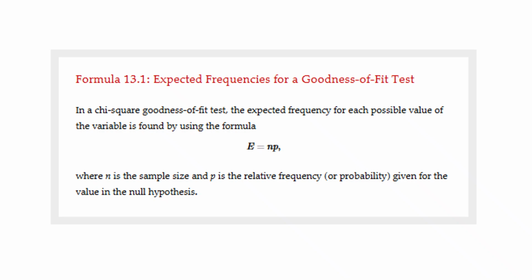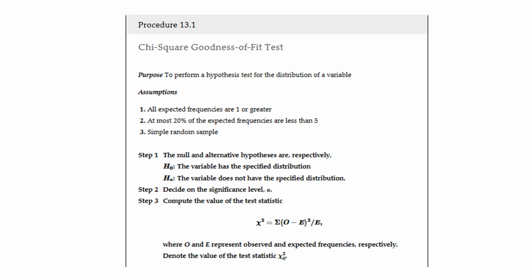So in the chi-square goodness of fit test, the expected frequency for each possible value is found by using this formula, which is n times p. It's very simple, but I find that people will get confused on it. So n is our sample size, and p is the relative frequency or the probability given for the value in the null hypothesis. So let's do some practice. I guess before we do practice, I should show you the full procedure. My bad.